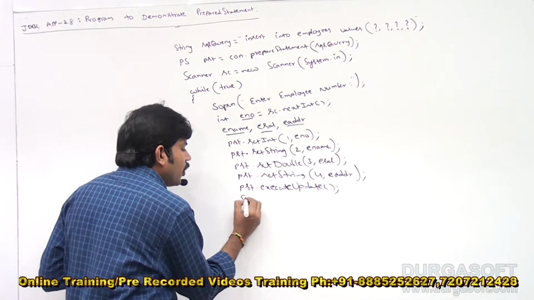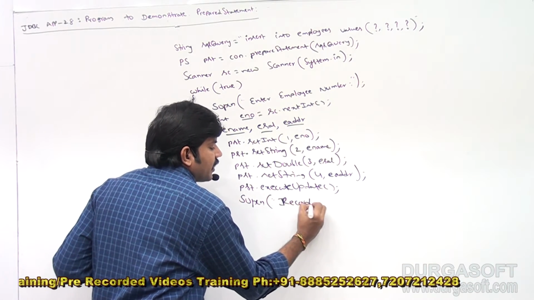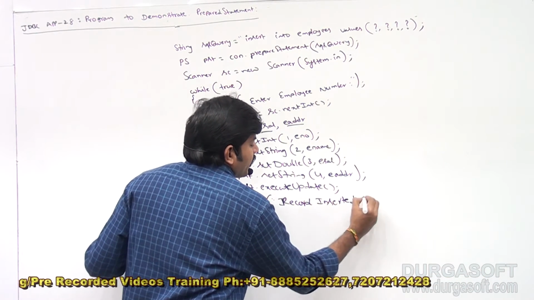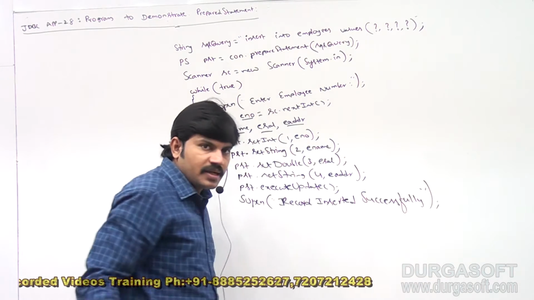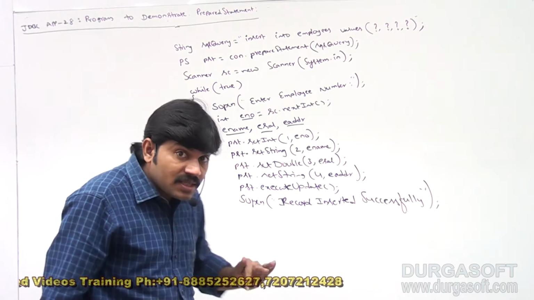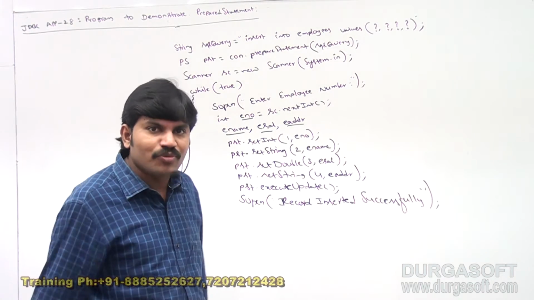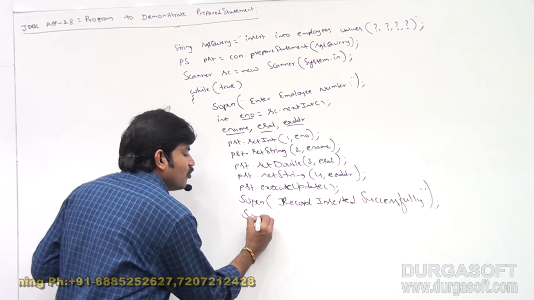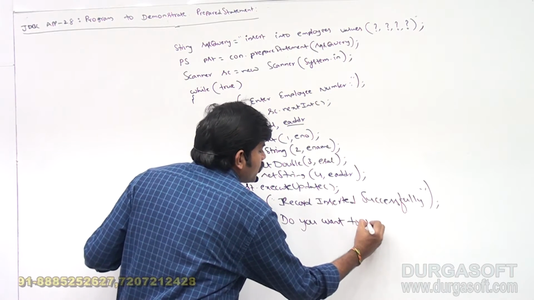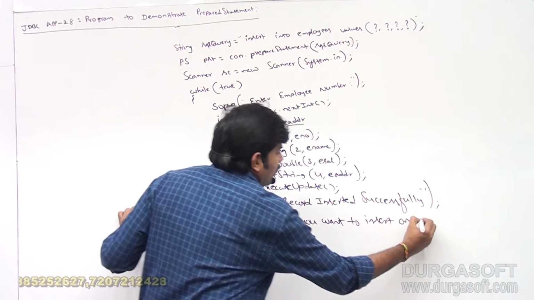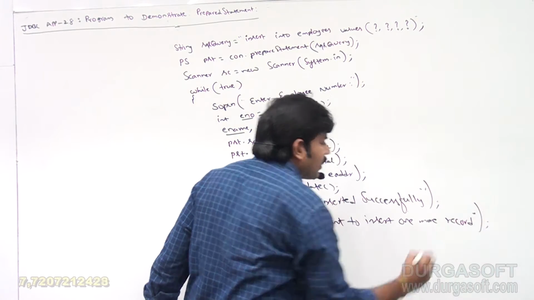Now, sir, I inserted the record. If you want, you can write System.out.println("Record inserted successfully"). Like this I'm taking, sir. What is the next thing I have to take? Observe. Do you want to insert one more record? Just ask with SOP, do you want to insert one more record? Please enter yes or no.